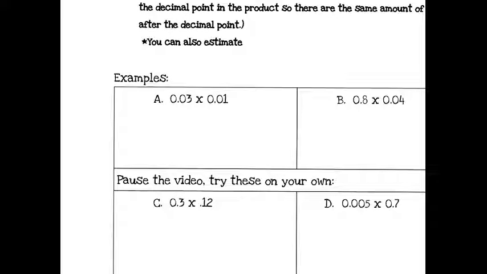So in example A, we have 300ths times 100th. So we're going to first rewrite that problem. Okay, so I'm going to write it like this. I know it looks like I'm lining the decimal points up, but we actually want to think of it as just 3 times 1. Okay, so 3 times 1 we know is 3.